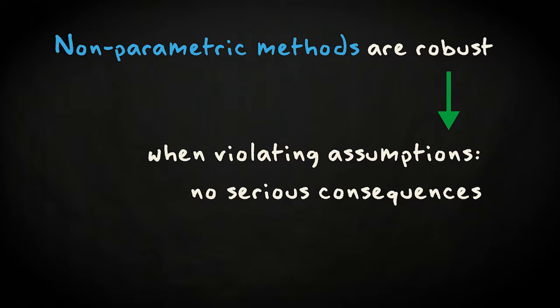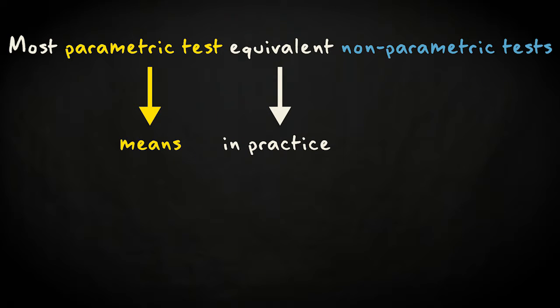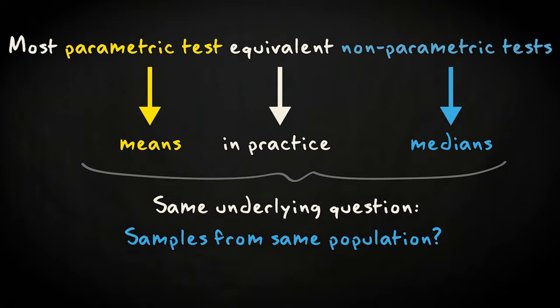For most parametric tests, there is an equivalent non-parametric test. If it's not testing exactly the same population parameter, then it is testing a parameter that is equivalent in practice. The two-sample t-test, for example, tests for a difference among two sample means. And there's a corresponding non-parametric test which can test for a difference in two sample medians. The underlying question usually is whether the two samples come from the same population, and that question may be answered by testing for a difference in means as well as medians.